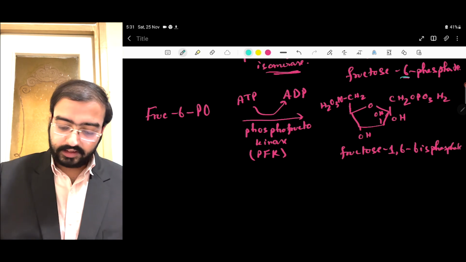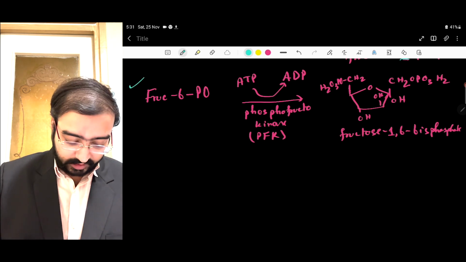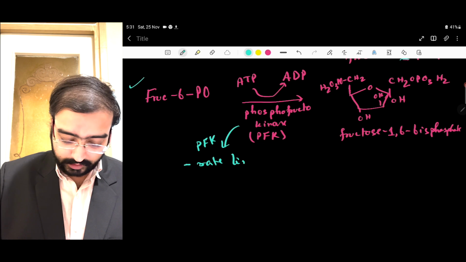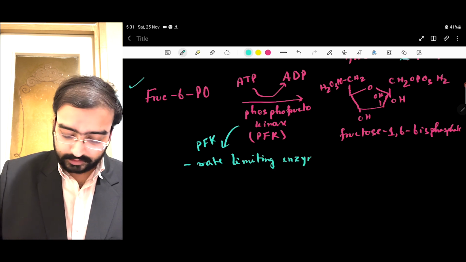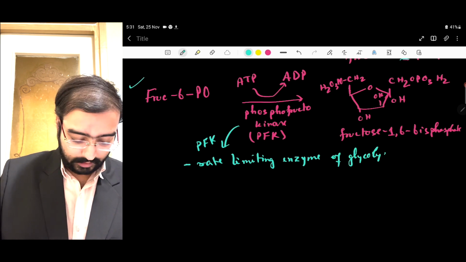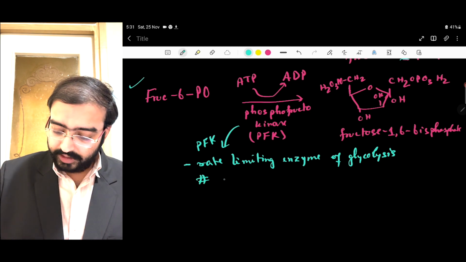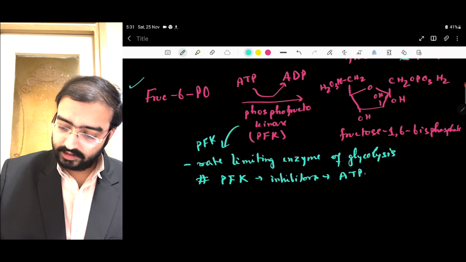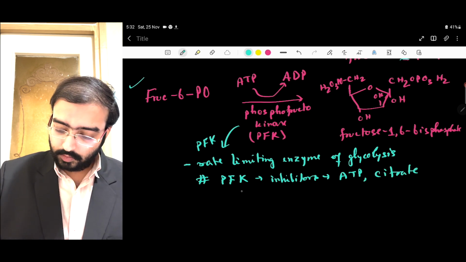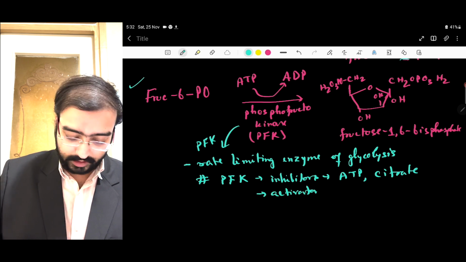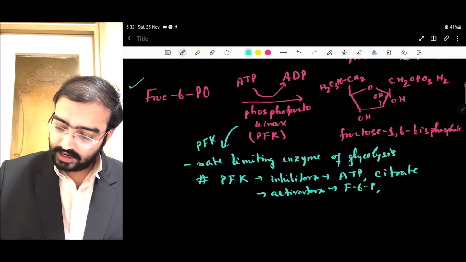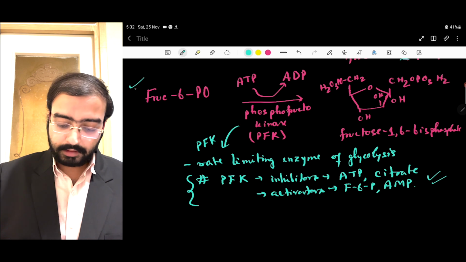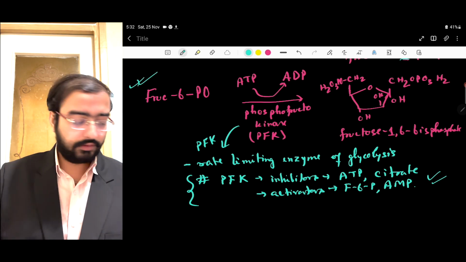Point to be noted here, this reaction is very important from the exam point of view, because PFK is the rate limiting enzyme of glycolysis. Okay, extra point, what are the inhibitors of PFK? That is ATP and citrate or citric acid. And what are the activators of PFK? Fructose 6-phosphate, and AMP. These things are the examiner's favorite things to ask in exams. So remember this. This reaction is very important from the exam point of view. Fructose 6-phosphate to fructose 1,6-bisphosphate.